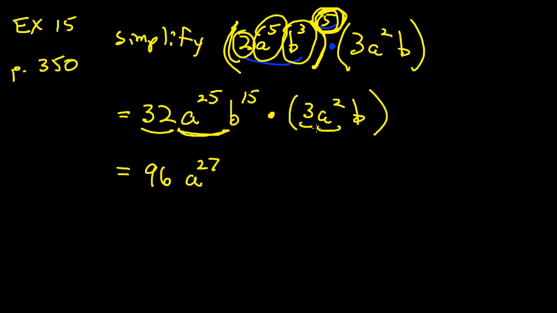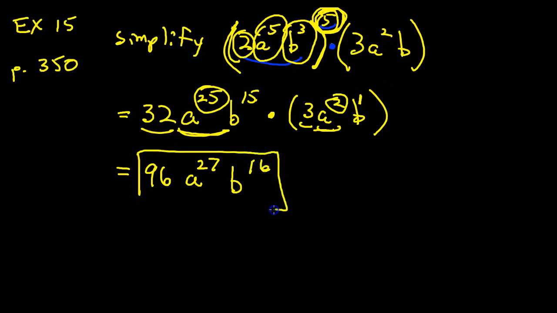You keep the same base and add these exponents. 25 plus 2 is 27, times, in turn, b to the 15th times b, well, b is just b to the first power. Don't forget about that invisible exponent here. So the final answer is 96 a to the 27th b to the 16th. All right, this concludes section 6.1, Exponents.